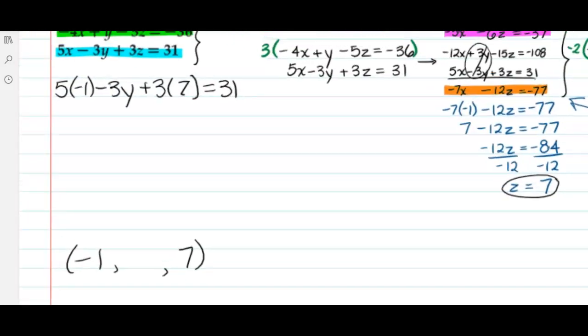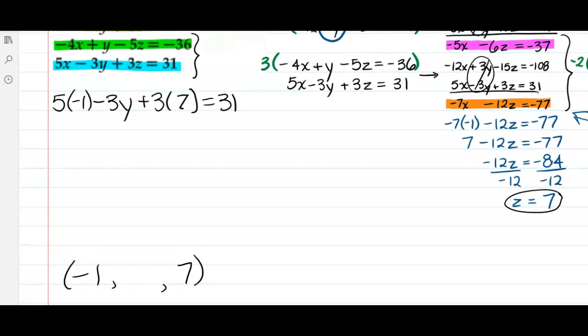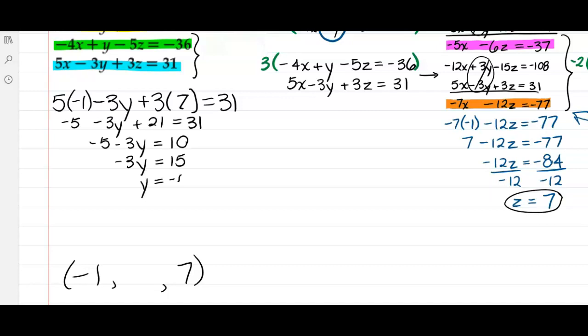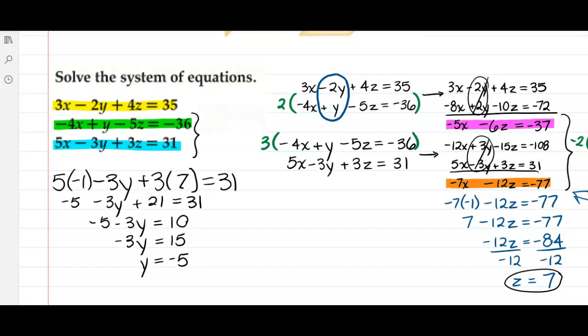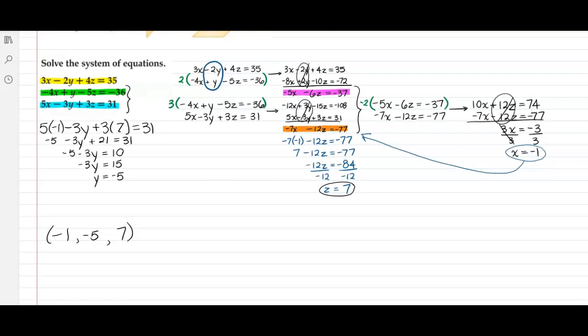equals 31. And solve. Gives me negative 5 minus 3y plus 21. Negative 5 minus 3y is 10. Negative 3y is 15. So y is negative 5. What this means is I found one point that I could plug the values into each, the yellow, the green, and the blue equation, and it would hold true.